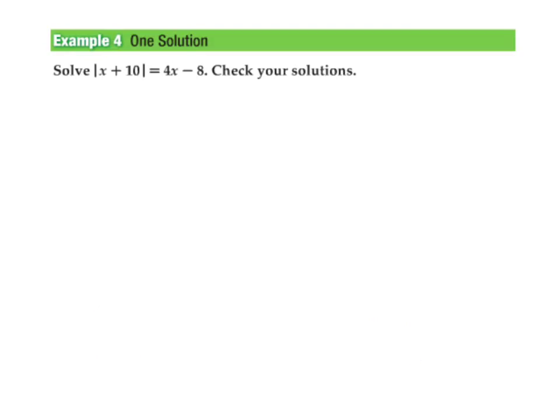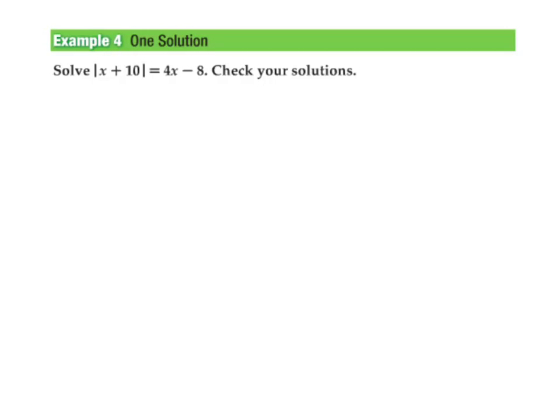Now, in example 4, you'll notice that example 4 is called one solution. And that's important because what's going to happen here is we're going to solve this equation and find that we think there are 2 solutions, and when we check one of them, we're going to find out that one of the 2 solutions is no good. It doesn't satisfy the equation. So let's go through and use our steps.